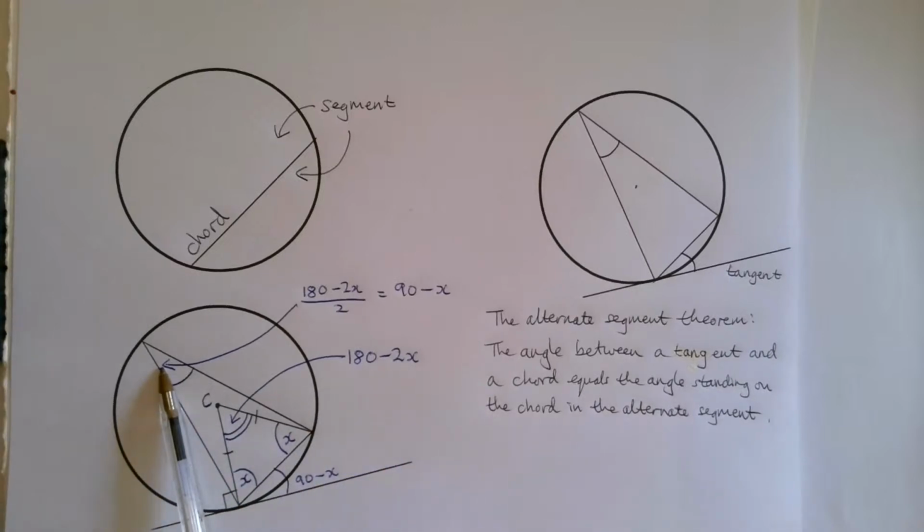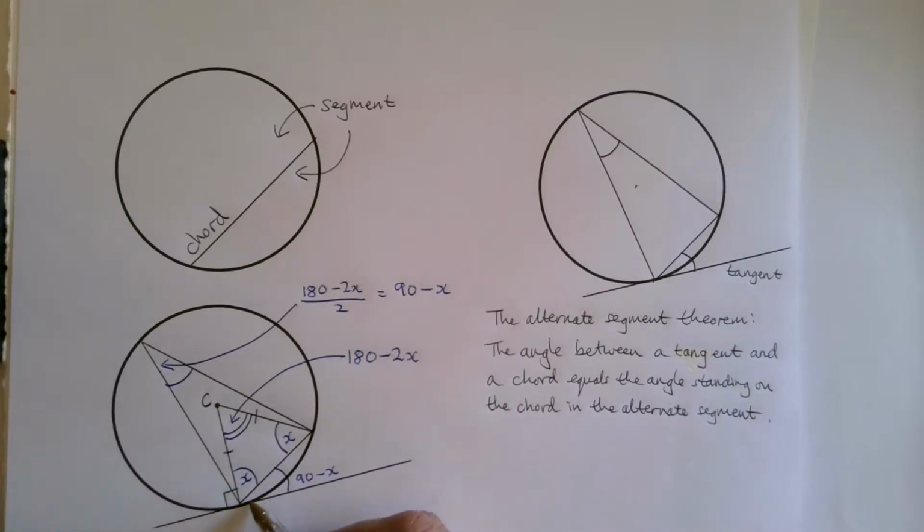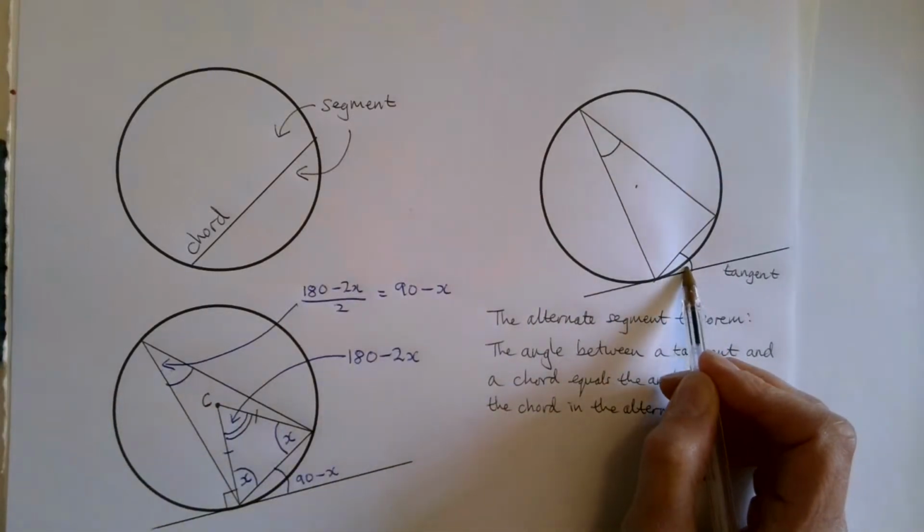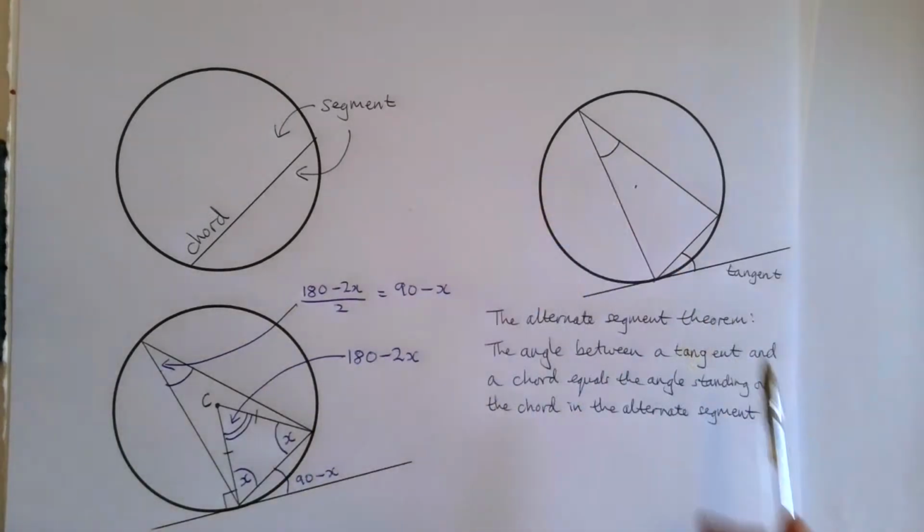And this angle over here must be half of that. So that's 90 minus x. But here, this is a right angle, so this must be 90 minus x. In other words, this is the same as that one over there, which is what we've got here. So this angle here is the same as that one over there.